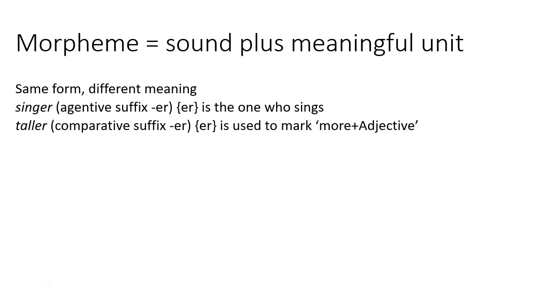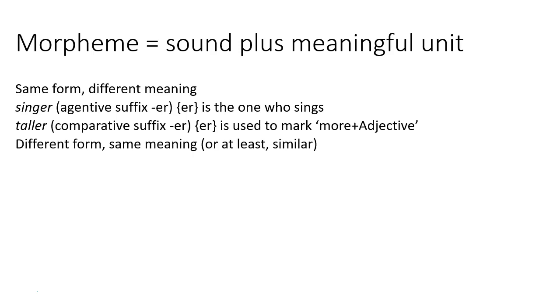If we look at tall and add -er, then I think you can see that we're not saying that taller means the one who is doing the talling, or the one who is being tall. That's no good. In this case, it's what we call a comparative suffix. It's used to mark more tall, essentially. It's like saying more tall. It's like tall plus, semantically. So we've got the same form, but they are in fact different meanings, different morphemes. They happen to take the same surface form, but their meaning is different. So we've got two different morphemes there.